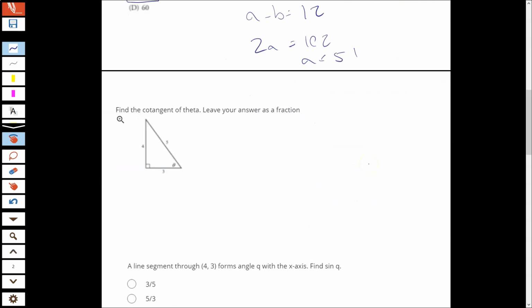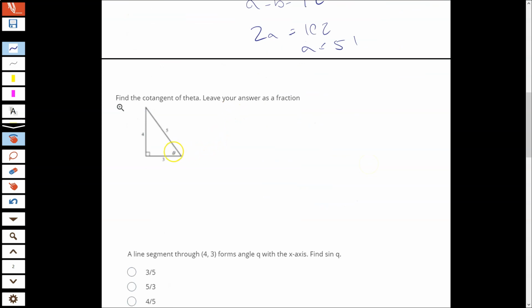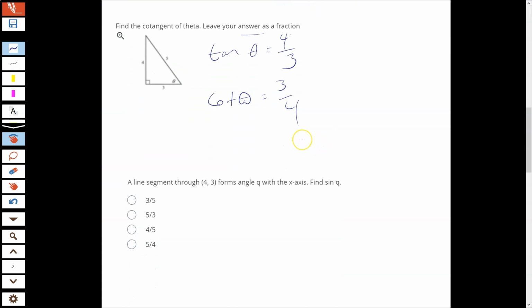Okay, next one. This one's just very basic. Find the cotangent of theta. So SOHCAHTOA, tangent of theta would be opposite over adjacent, right? 4 over 3. Cotangent of theta is the reciprocal of that, right? So 3 over 4. That's it. And we're going to leave our answer as a fraction.